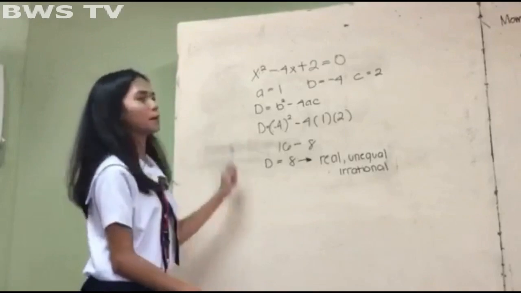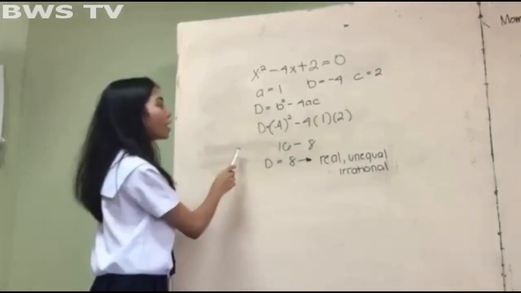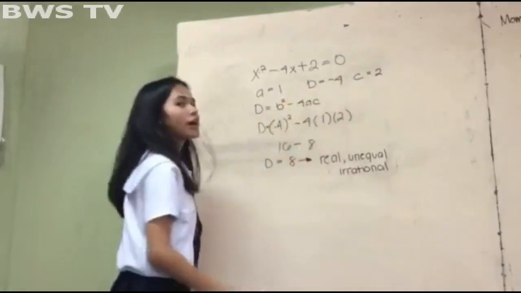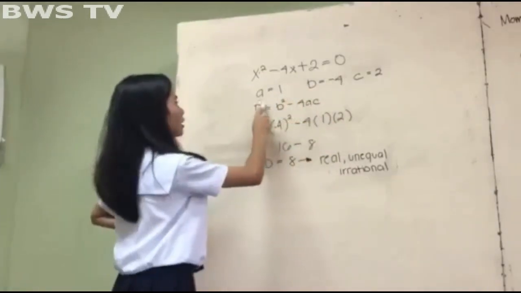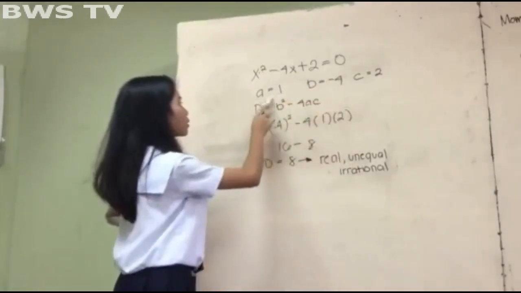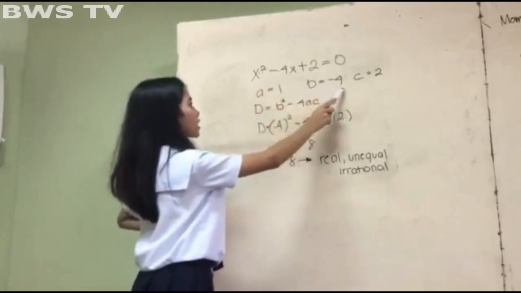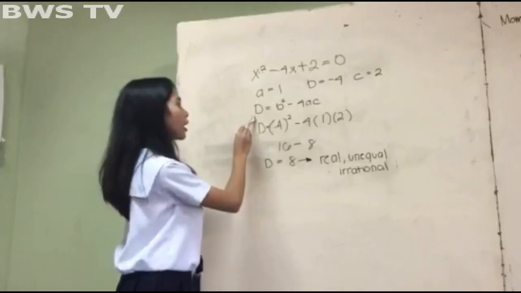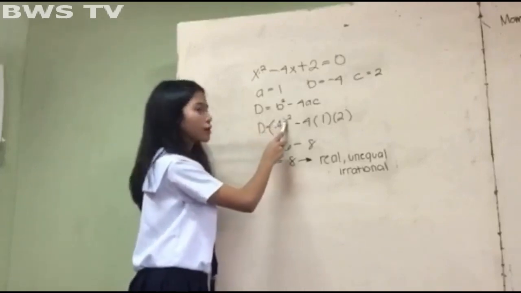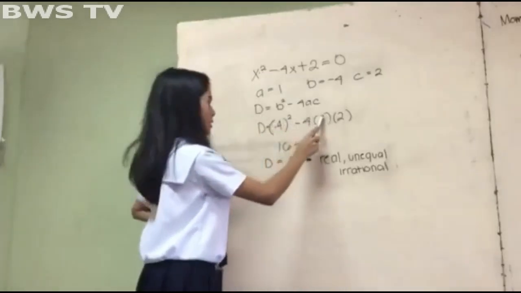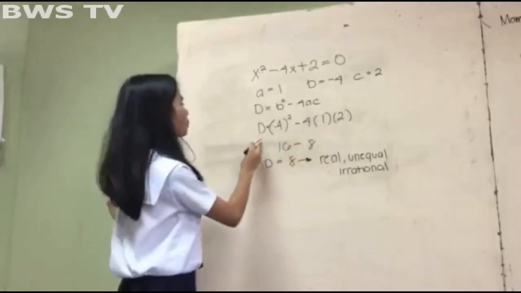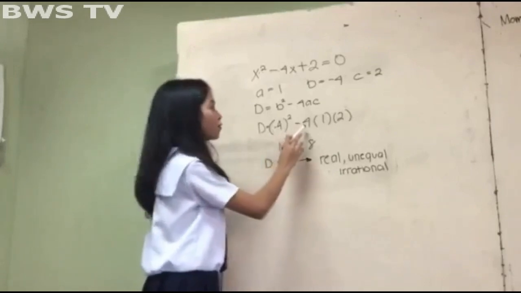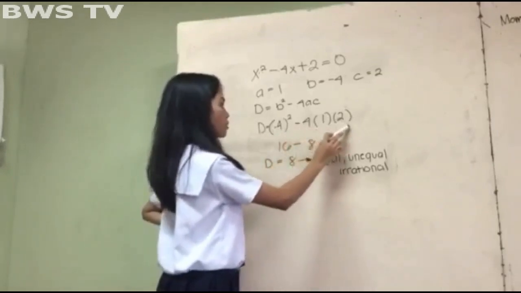We have another example, which is x squared minus 4x plus 2 equals 0. Then we will determine the a, b, and c. a is equal to 1, b is equal to negative 4, and c is equal to 2. Then we will use the formula D is equal to b squared minus 4ac. Then we will substitute. D is equal to negative 4 squared minus 4 times 1 times 2.